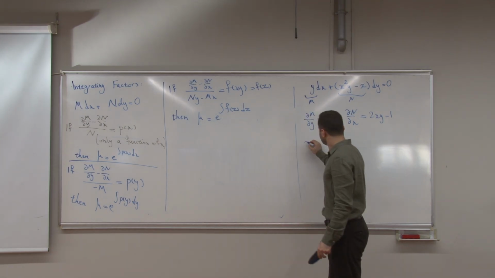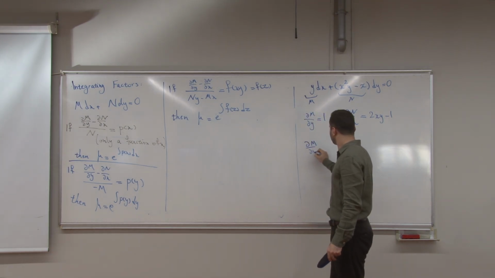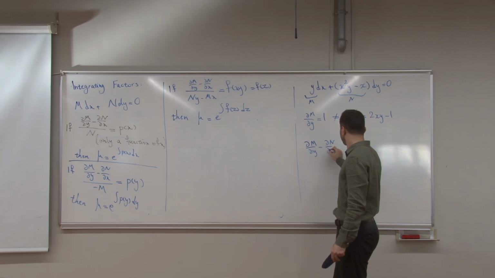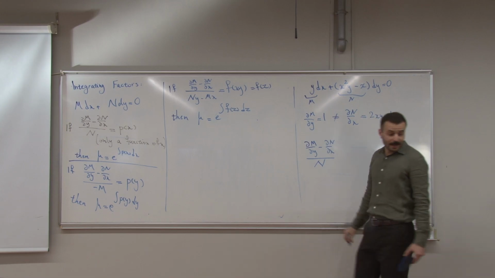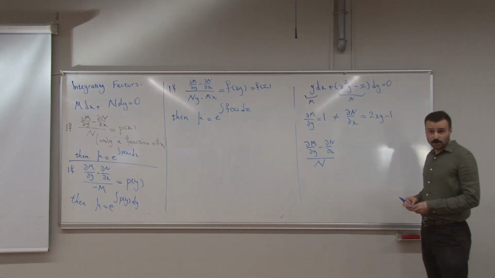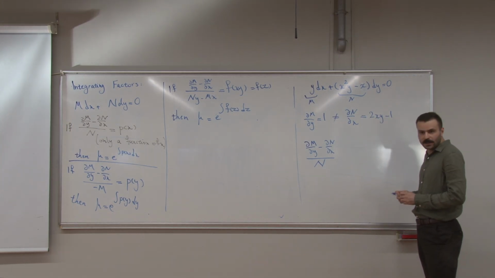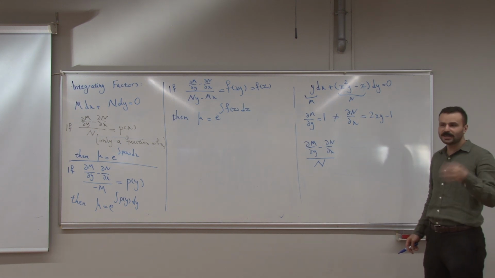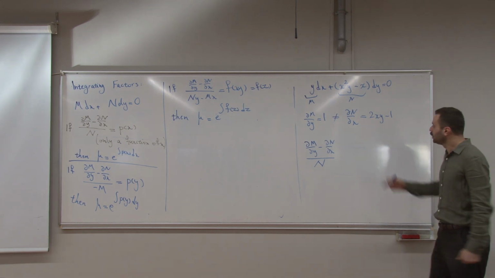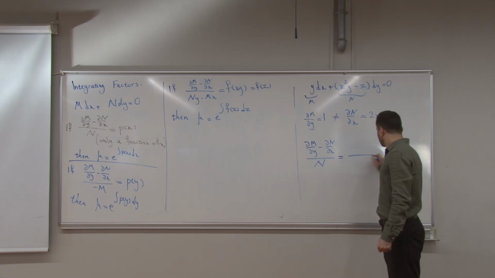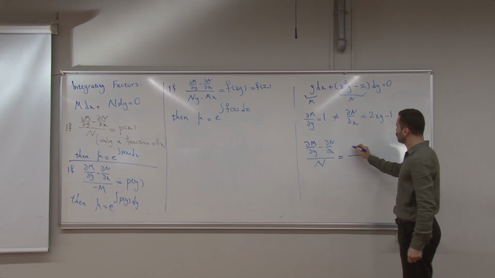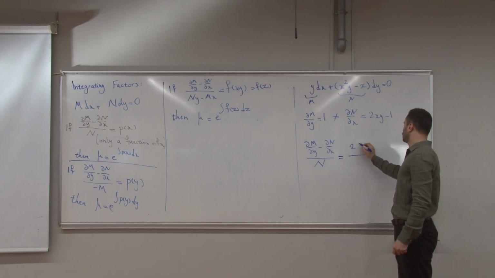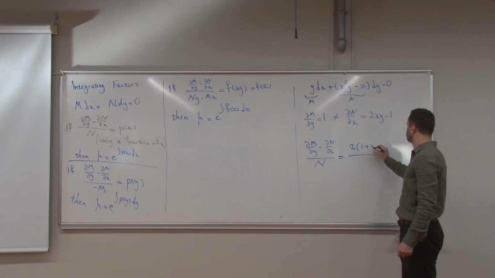First of all, I need to calculate ∂M/∂y minus ∂N/∂x, divided by what? N. And I'm going to see if this is a function of x or not. If it is a function of x only, then I'm going to be able to find an integrating factor. Let's write it. What is this going to be? 1 minus this. So this is going to be 2 plus that. And I also take a factor out of.